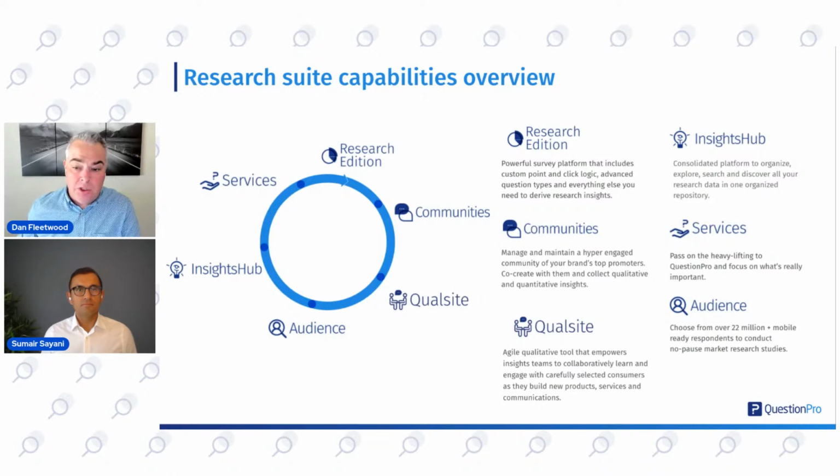And then we have Audience, which you can choose from 22 million plus mobile ready respondents. And we have a wide variety of criteria and profiles that we can target for our clients. So that's the research suite in a nutshell.